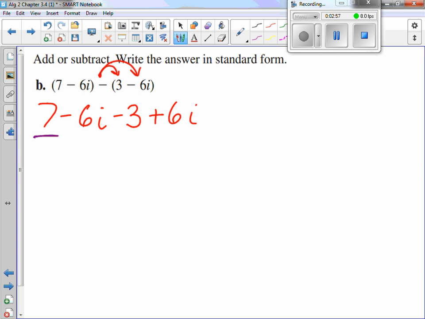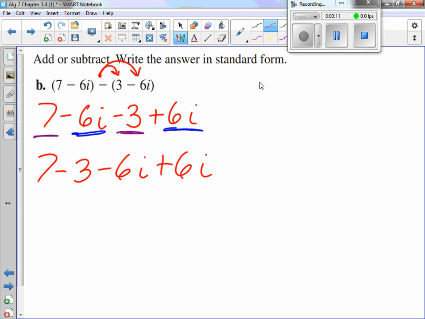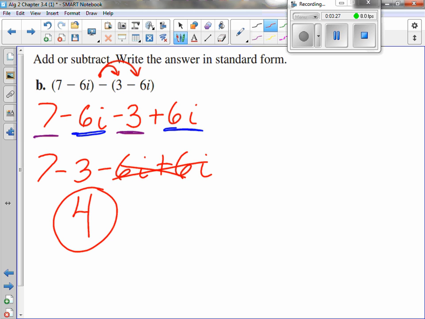Well, our like terms are 7 and negative 3, negative 6i and 6i. Well, we have 7 minus 3 and negative 6i plus 6i. What is 7 minus 3? 4? Yes. And what is negative 6i plus 6i? 0. Those cancel out. So the answer to this is 4. It's just 4. That's our answer.